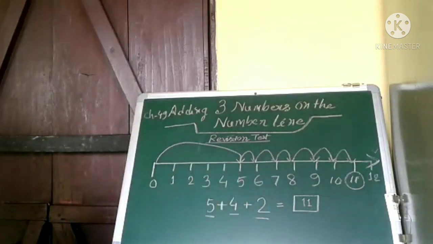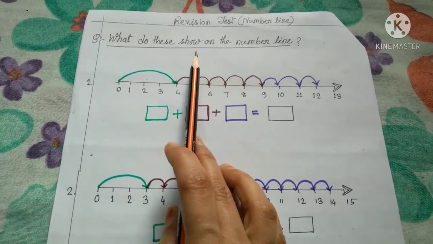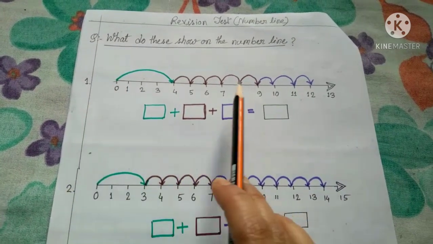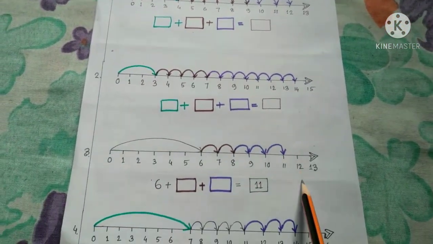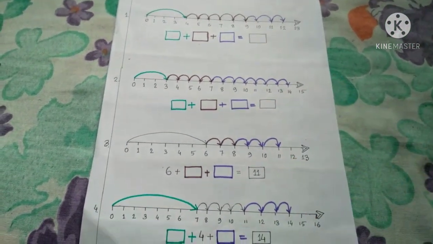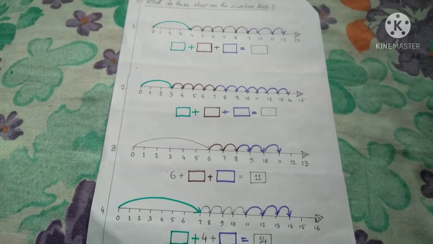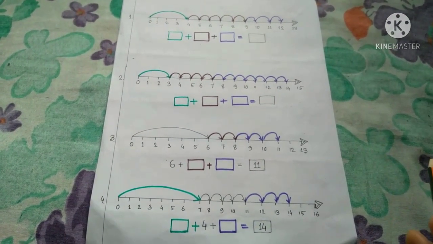Okay, understood. Next question, now see all of you. What does this show on the number line? Number 1, number 2, number 3, number 4. First, you will try all these number lines. At the end of this video, I will give these answers.